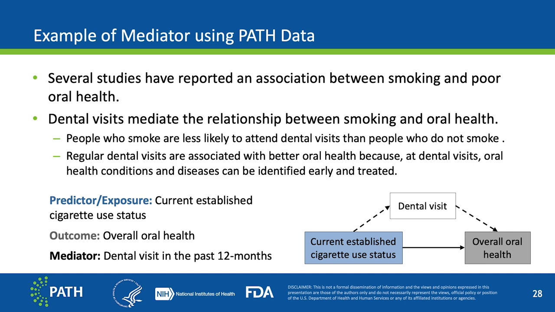This can be thought of as a mediator if two things happen. The first is that being a person who smokes has an effect on dental visits. So you have to have the arrow that goes from current established smoking status, the predictor or exposure, to dental visit. Because if smoking status isn't predictive of the dental visit, it can't be mediation. The second is that the dental visit has to have an effect on overall oral health, your outcome. Both of these need to be present for this to be mediation. Then if there's also a direct effect, then you would also have an arrow between the exposure and the outcome.